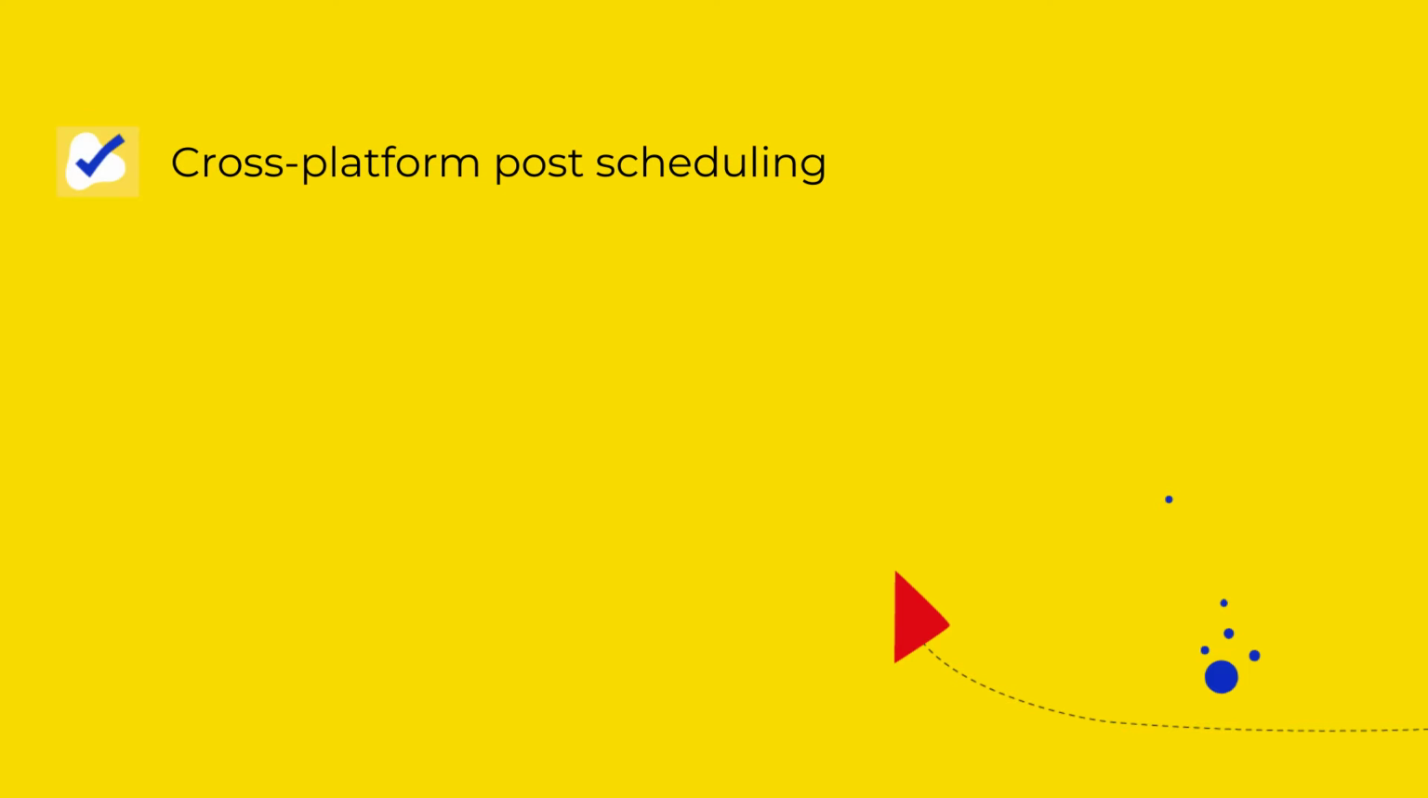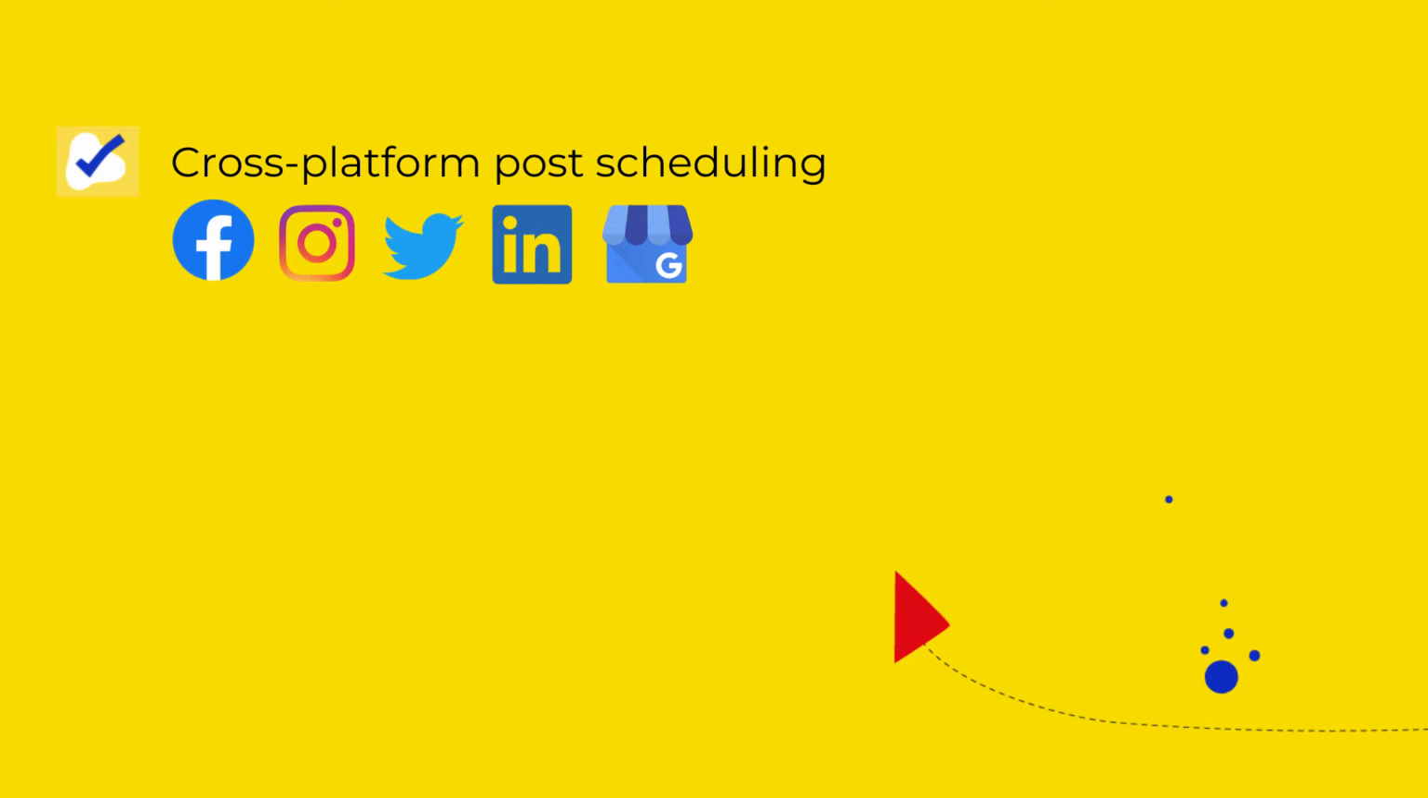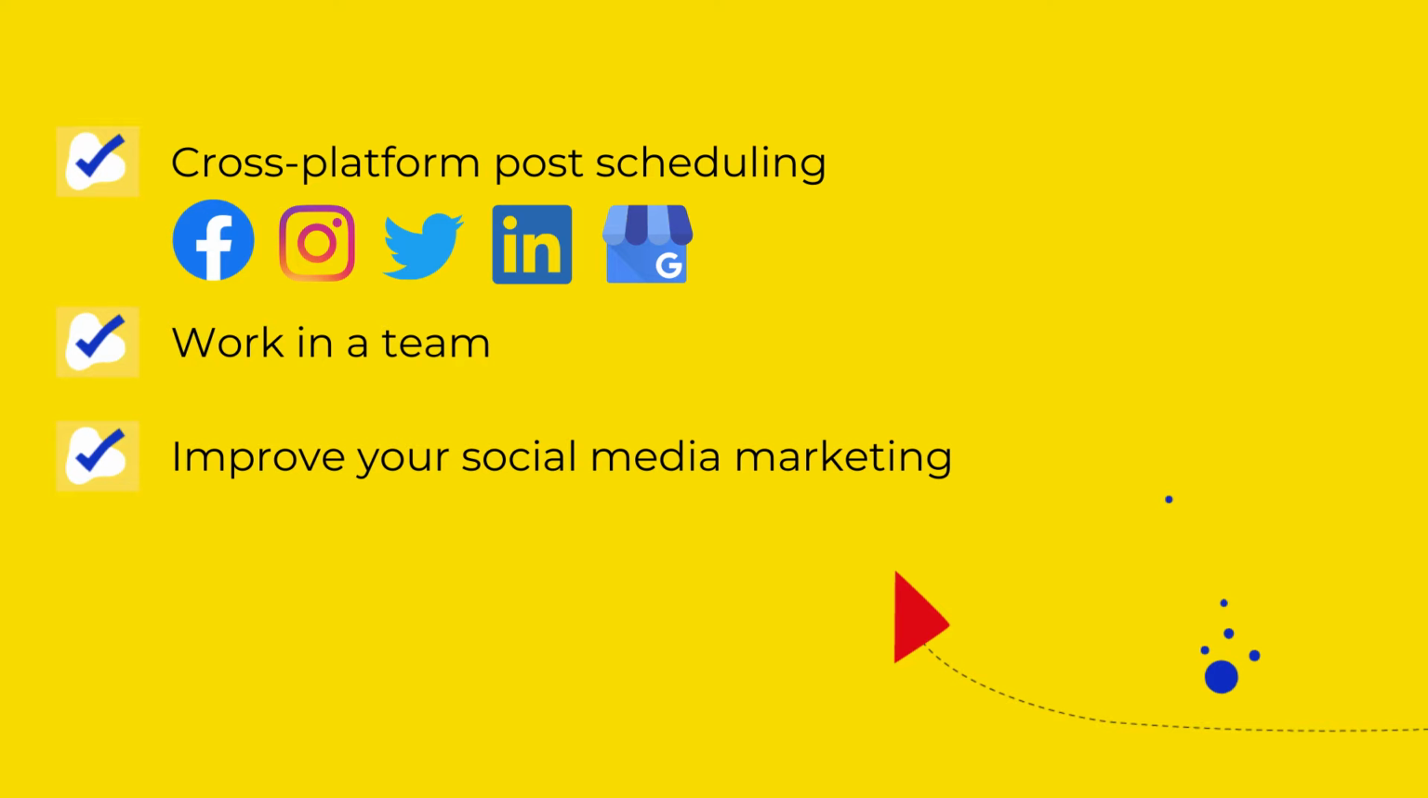In today's video, I'm going to show you how you can use our publisher to draft, schedule, and publish posts to multiple accounts across many social platforms at once. It works with Facebook, Instagram, Twitter, LinkedIn, and Google My Business. You can work on your content in a team and take managing social media to a new level of convenience.